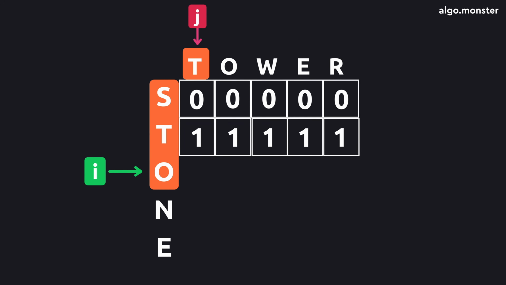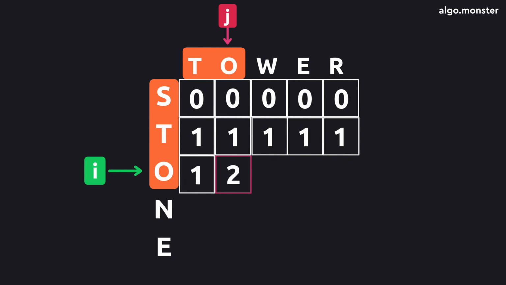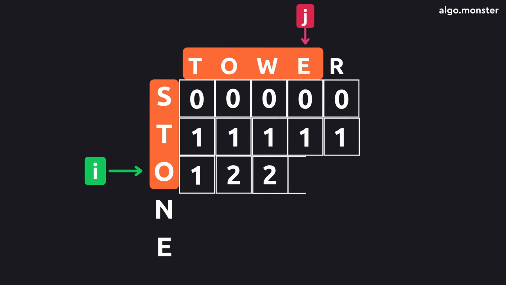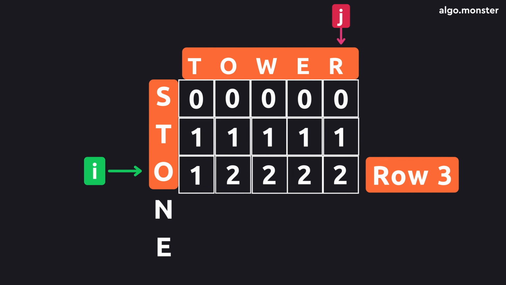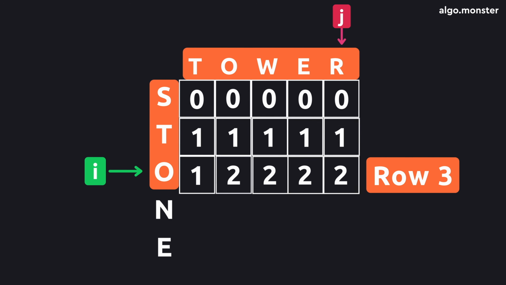Now the third row, we take sto. For j equals 1, we compare sto and t. There is a common t, so the answer is 1. Then we compare sto and to. Here we have both t and o, and they are in the correct order. So the answer is already 2. All other variants won't add anything new beyond to, so we put 2 everywhere. See, we're literally filling a table again.